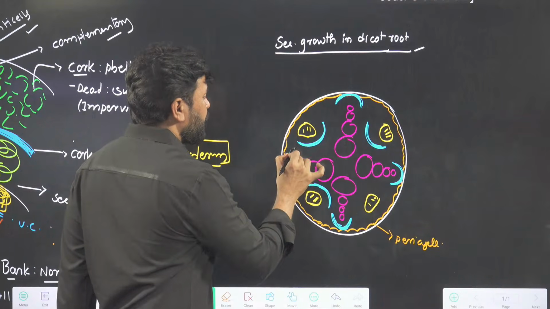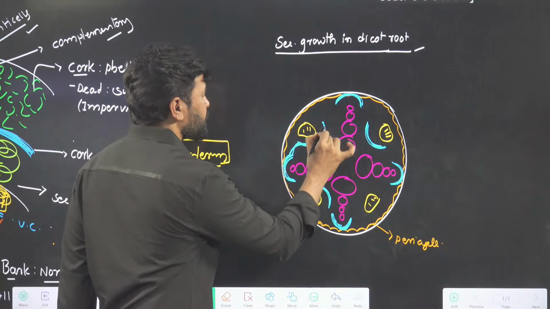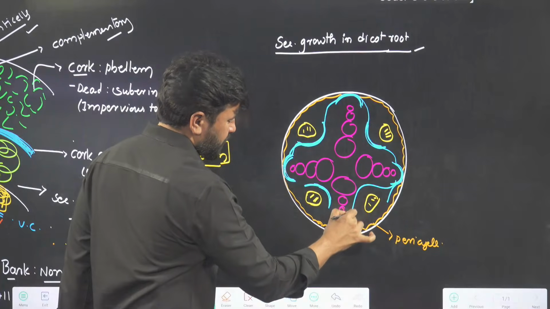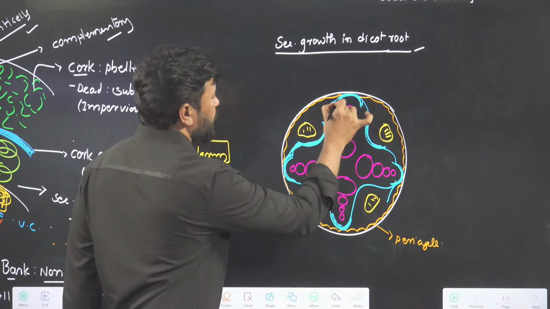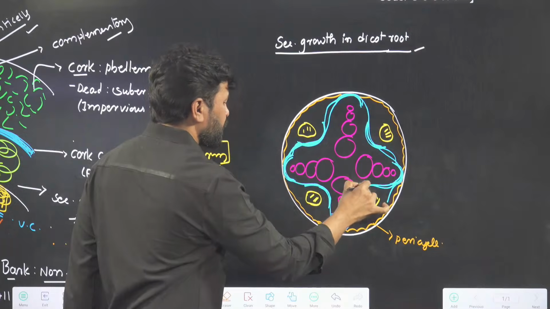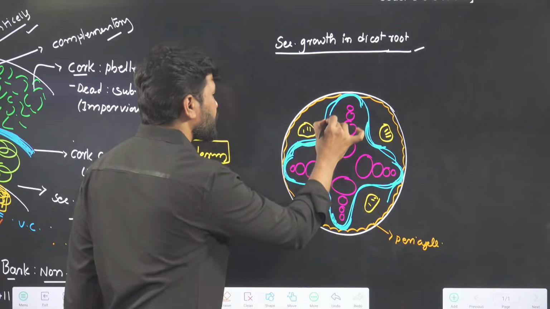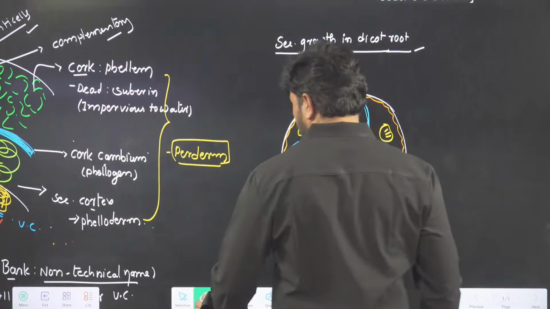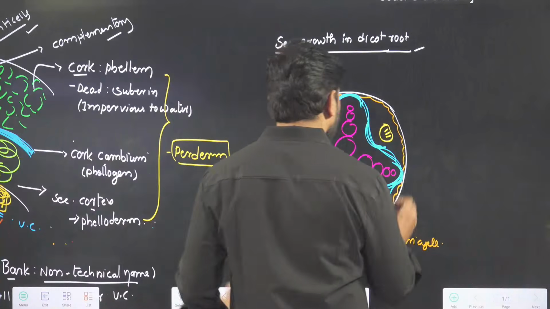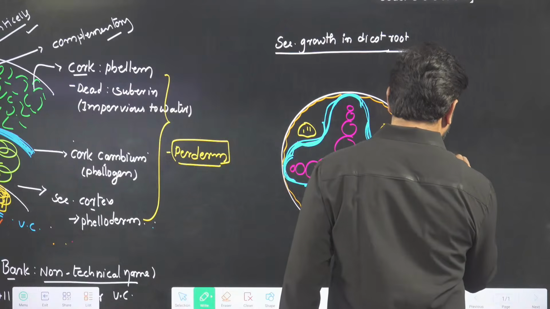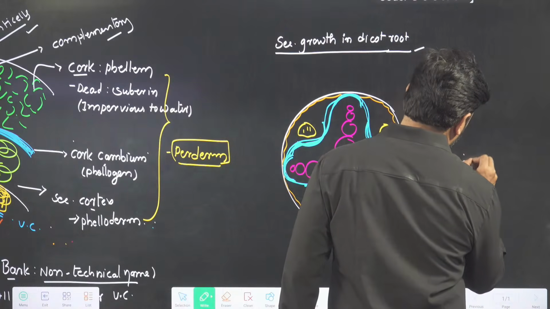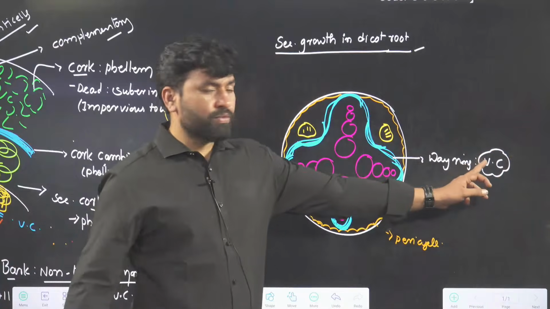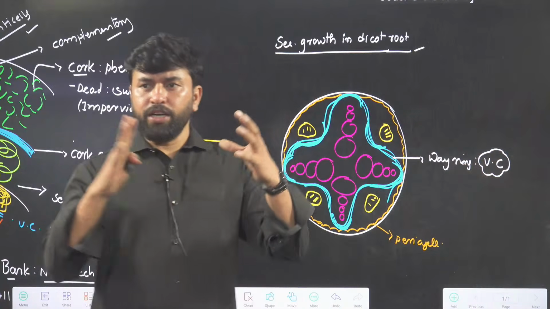Gradually these patches will attach. As a result of their attachment, you could see they form a wavy ring. This first-formed vascular cambium is a wavy ring. The wavy ring of vascular cambium later becomes a continuous ring.